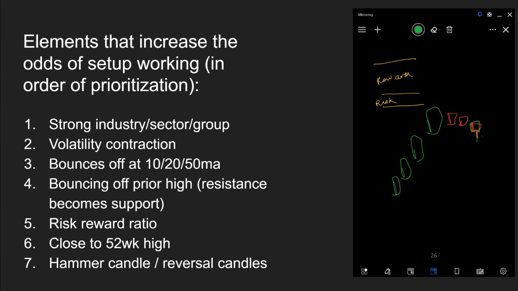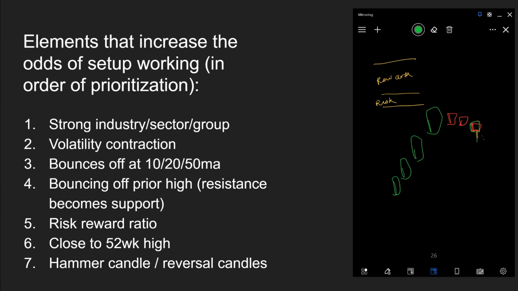And in case you don't know what reversal candles are or what hammer candles are, then I would strongly recommend reading this book, Candlestick Course by Steve Nison. It's super underrated. Of course, I have no affiliation with him, but it's just a book that really helped me a lot in understanding the language of candlesticks.